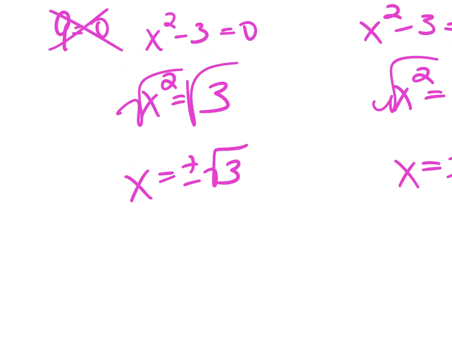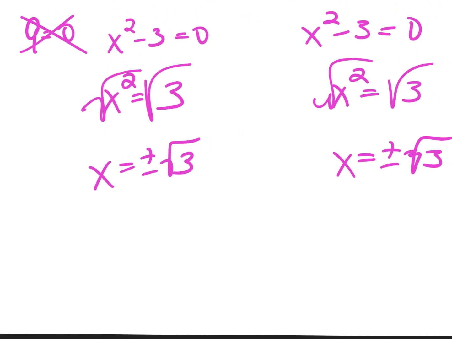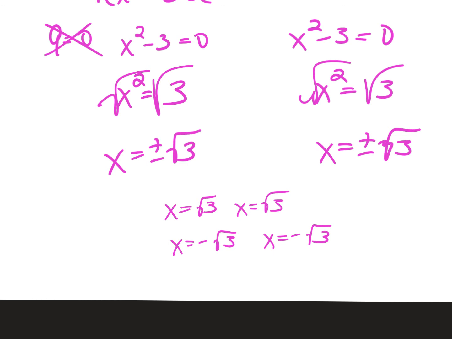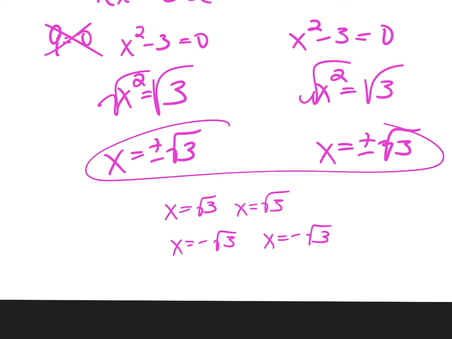But since I have the same answer twice, what I really have here is x equals the square root of 3, x equals the square root of 3, x equals negative square root of 3, and x equals negative square root of 3. I have 4 roots. There's 2 at x equals root 3 and 2 at x equals negative root 3. Do you guys see that? You are fine to leave your answer like this. If you want to write it out, that's fine.